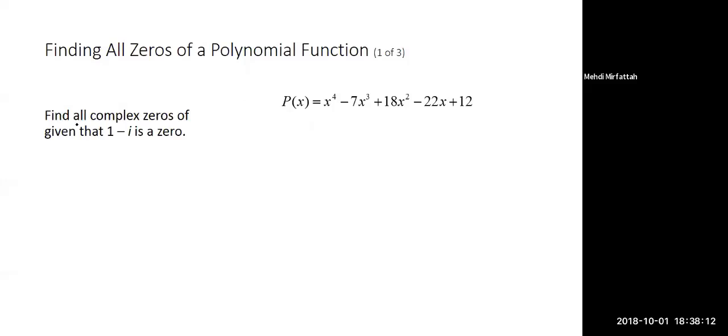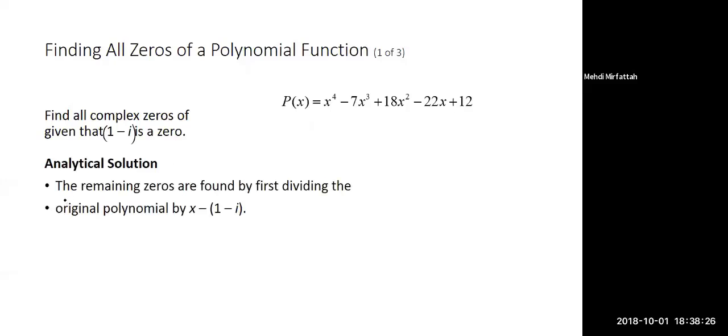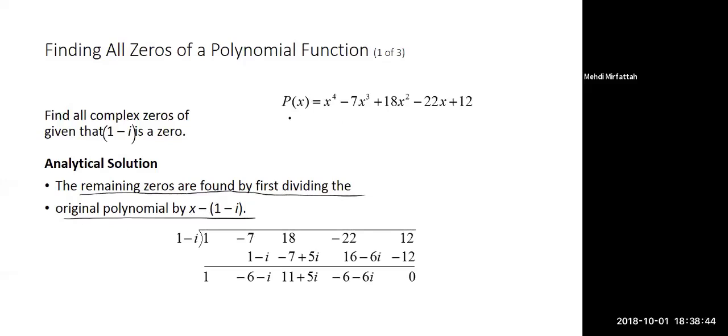So for all complex zeros, given that 1 minus i is a zero, in this case, we have p of x given to us as that. The remaining zeros are found by first dividing the original polynomial by x minus 1 minus i. So if I go ahead and divide this polynomial here by 1 minus i, because this is a factor, the remainder would be equal to 0.